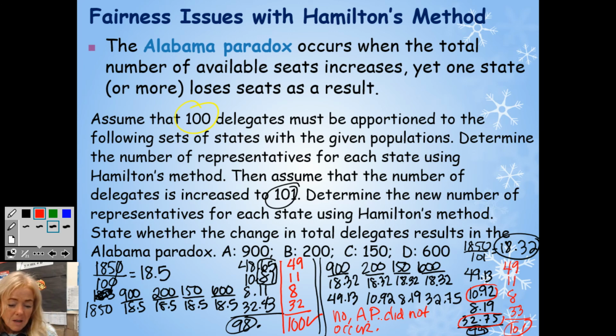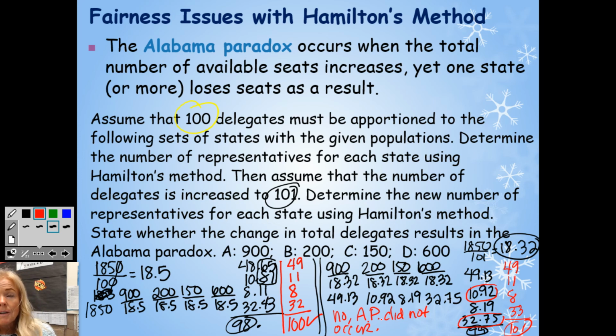So as a recap for this, what we do is we figure out how many delegates, and we get the total in the population. We divide the total population by the number of delegates to get the standard divisor. Then we take that standard divisor and divide it into each of the states' populations separately to come up with their number of delegates to represent their state. Then we add them all up. We determine how many more, if any, we need to fulfill the total 100 delegates.